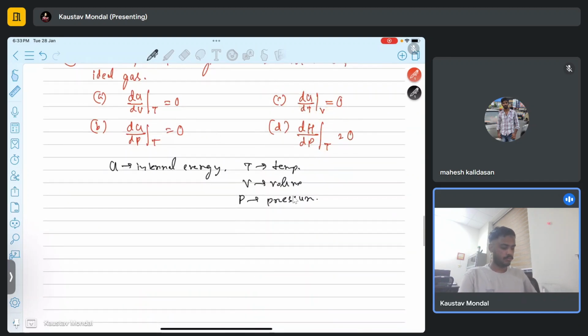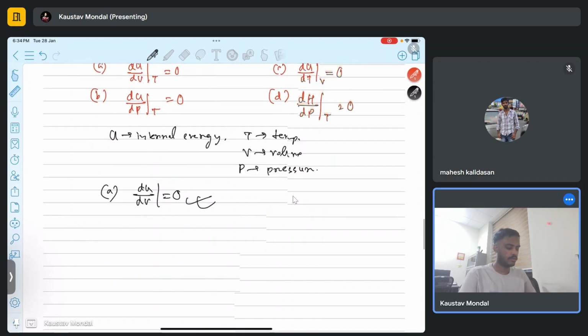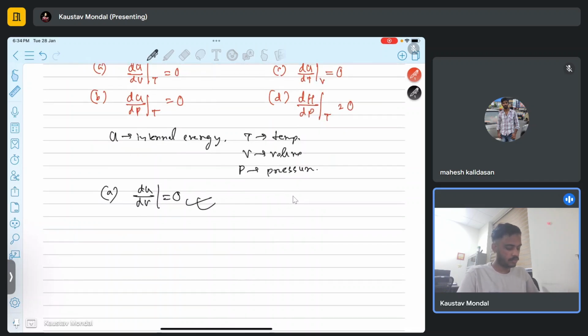Actually, we know the expression of U, and there is no volume term involved. If you check the expression of U, there is no volume term involved. So dU/dV is equal to 0, so that statement is true actually. We have to find out what is not true here. So this is true, so this option will be discarded.